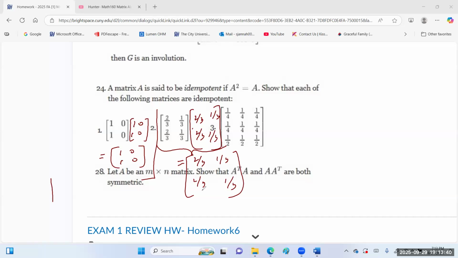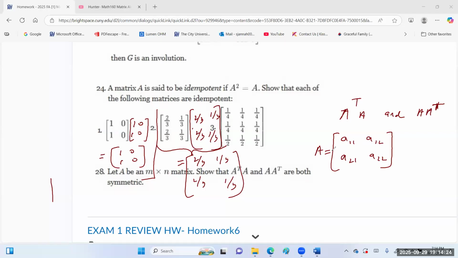Now the last one says, show that A transpose A and A A transpose, they both are symmetric. You can take any general matrix, A11, A12, A21, A22. So let's say this is your A matrix. I'm not using any number because if you use any number, then you're not proving anything. You're just giving me an example. It says show, that means prove that they are symmetric. So you cannot use any number.